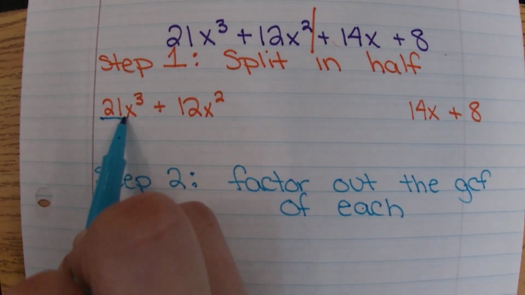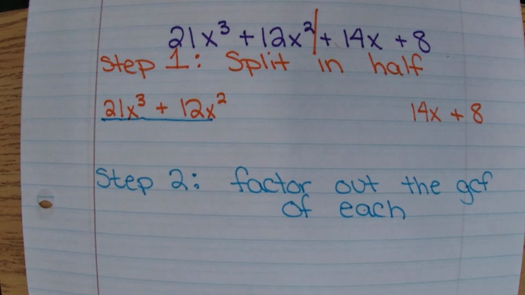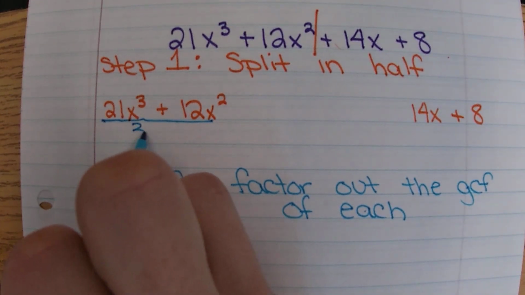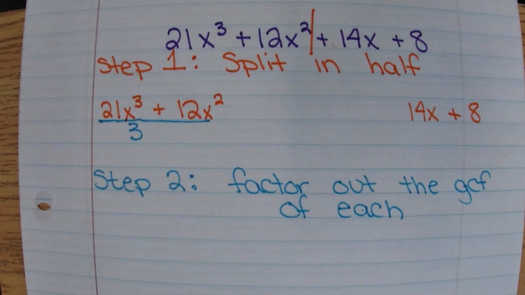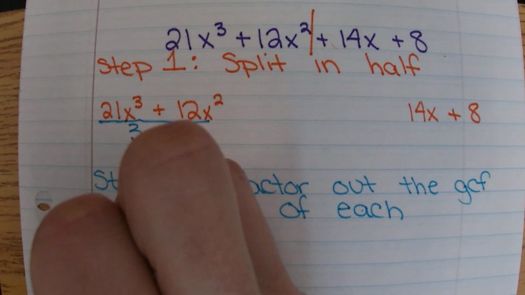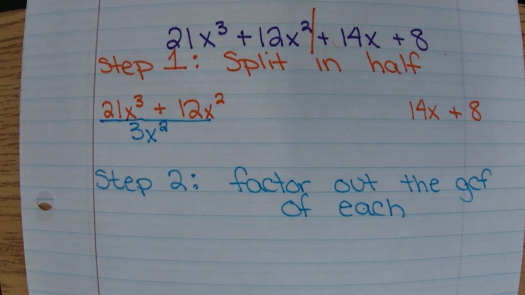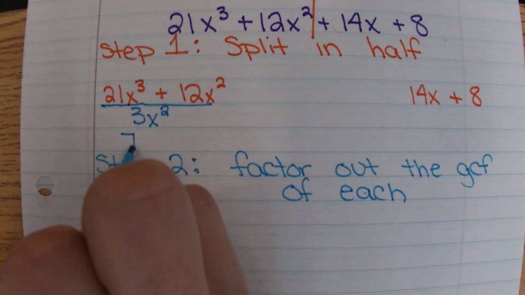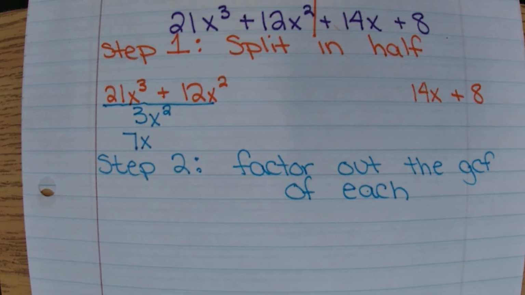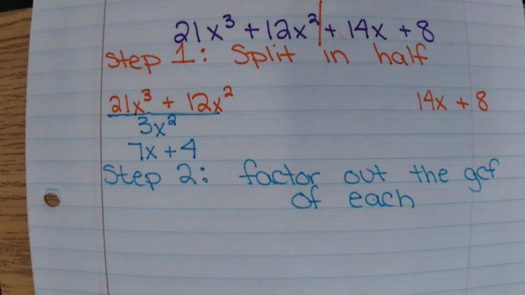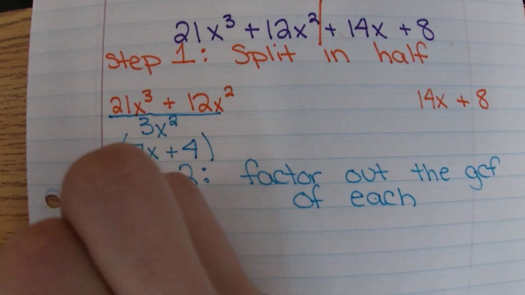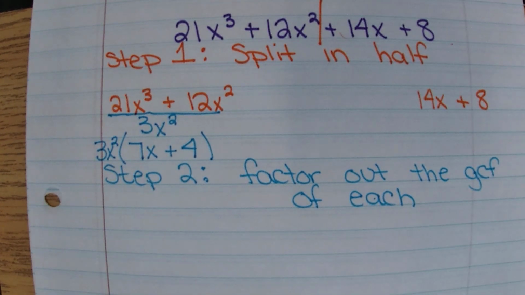Okay, so you would decide what goes into 21 that will also go into 12, which is a 3. They both have the variable. So we're going to take this smaller exponent, which is x squared. So 21 divided by 3 is 7. Subtract the exponents, we'll get a 7x. 12 divided by 3 is 4. And those x squareds cancel out. I have the full GCF, so I get 3x squared, and then in parentheses, 7x plus 4.